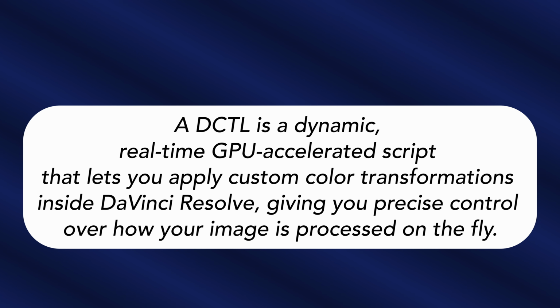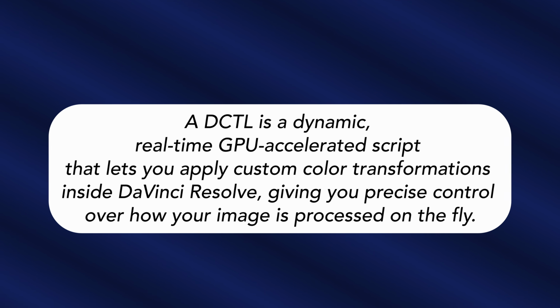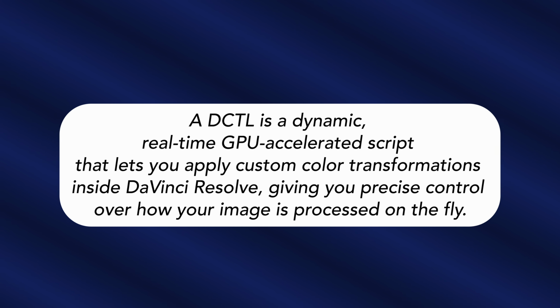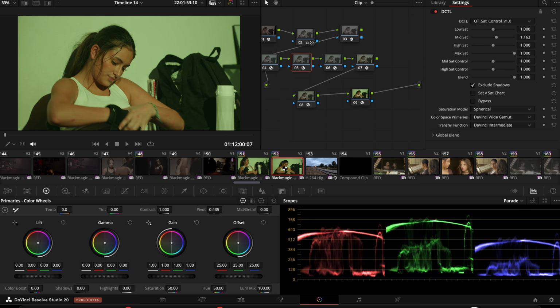A DCTL, on the other hand, is dynamic. It responds to your image in real time. It understands the color space. It adjusts based on the lighting and exposure. And because it's built on film science, not guesswork, you get more consistent results. So I'm going to walk you guys through the difference between a DCTL and a LUT and show you guys the power that you can actually have with Kazi's toolkit.